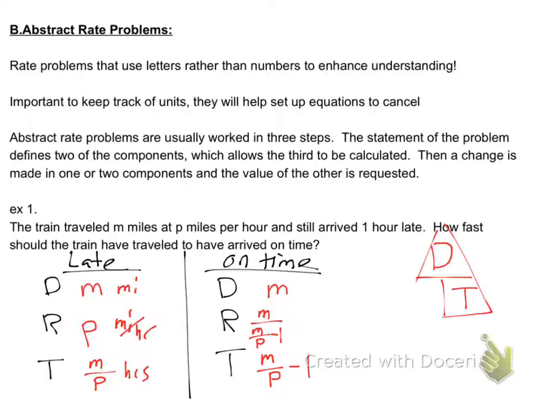Why is m over p minus 1 an acceptable answer? It's a complex fraction. So get rid of it. Get rid of the complex fraction. And what is the LCD? Yes, it's p. Multiply the top and the bottom by p, or multiply all of the individual pieces by p.